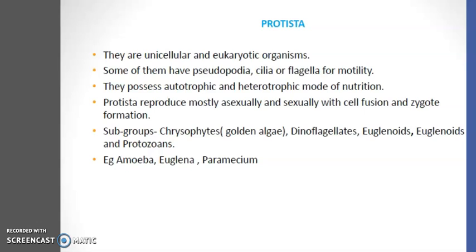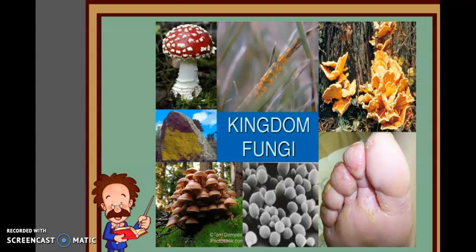The subgroups of Protista include chrysophytes, which are termed as golden algae, dinoflagellates, euglenoids, protozoans, and the examples of protozoans include amoeba, euglena, paramecium. The next one is the kingdom fungi.